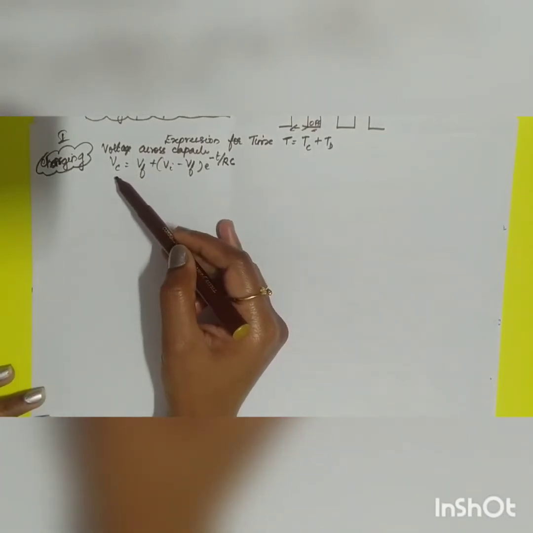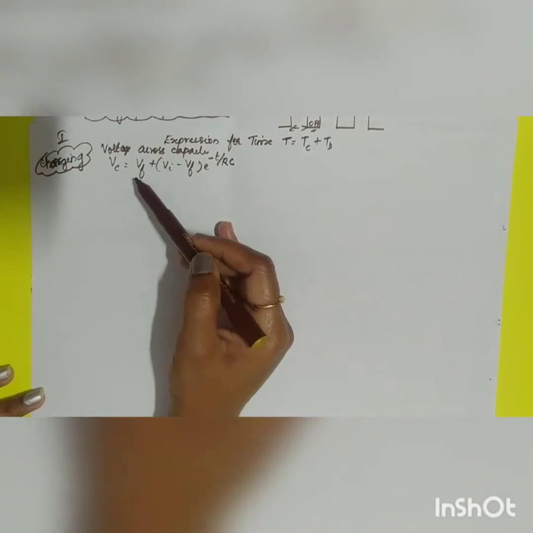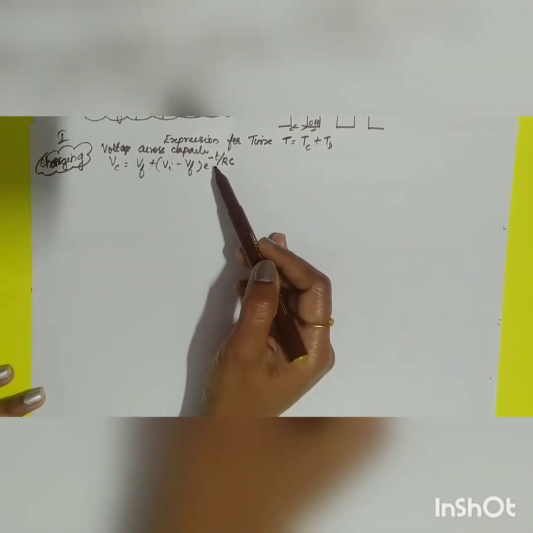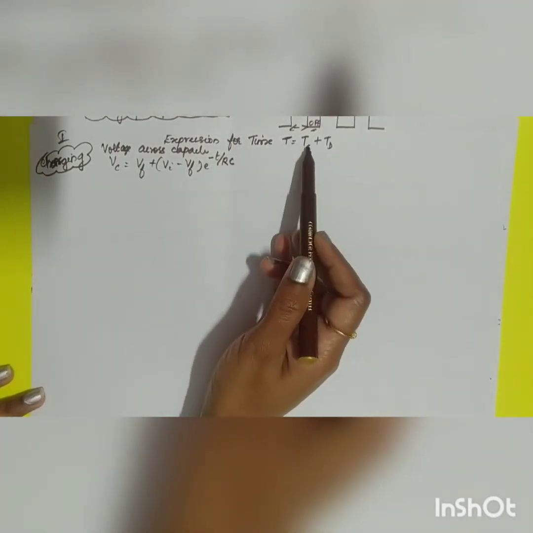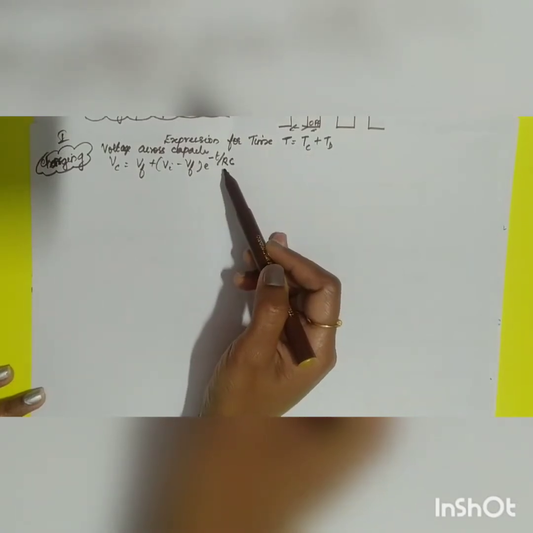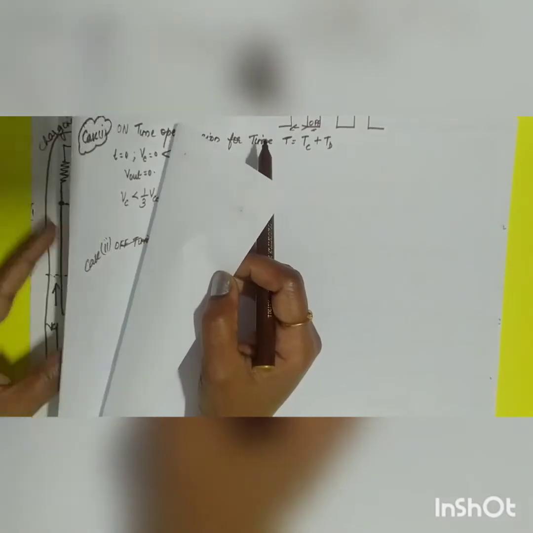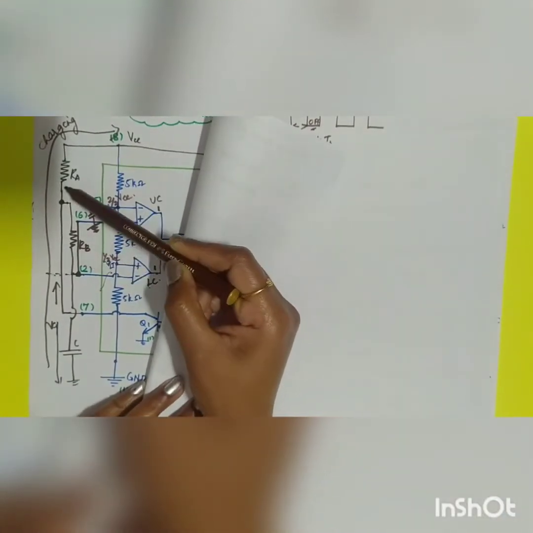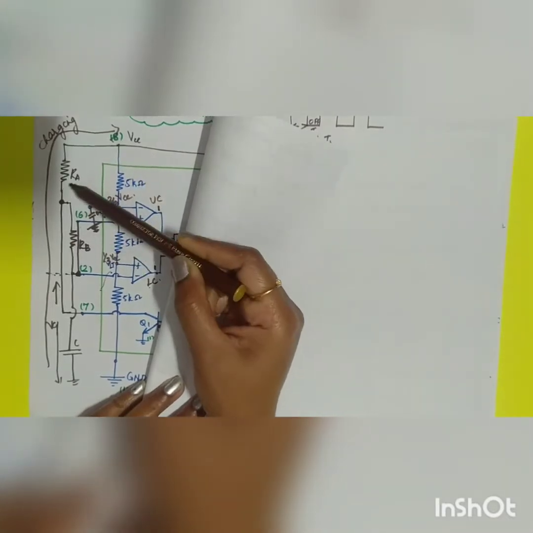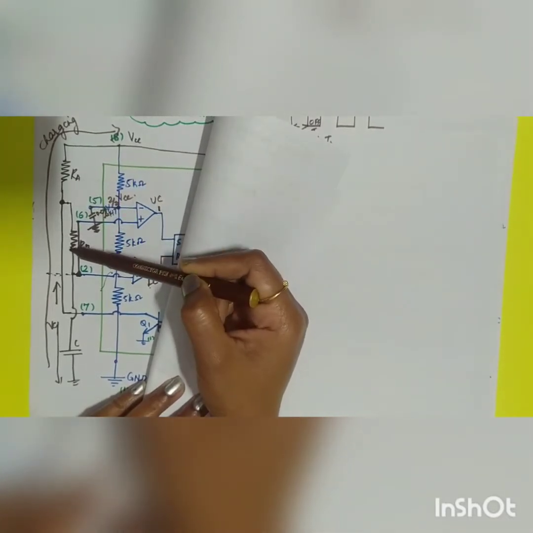The capacitor voltage during the charging time. Now what will be your T in this case? T will be equal to your charging time, Tc. And what will be your R? R is your charging path. So what will be your charging path? Charging path is through RB, RA towards Vc. So the path will be (RA plus RB) into C.